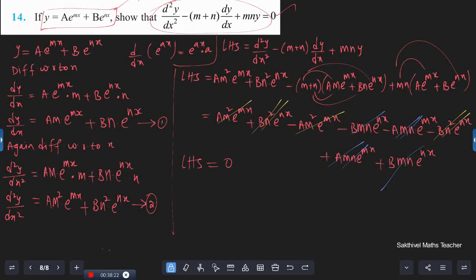So the left hand side I assumed, and the right hand side is 0 I got. So left hand side equals right hand side, hence proved. Okay, hence proved. That's it.